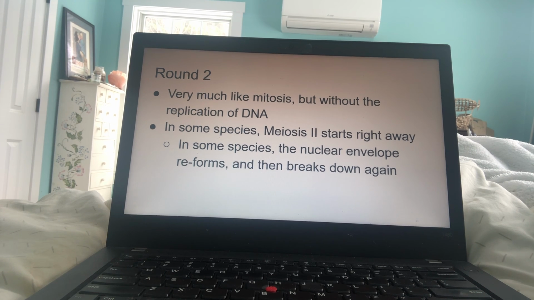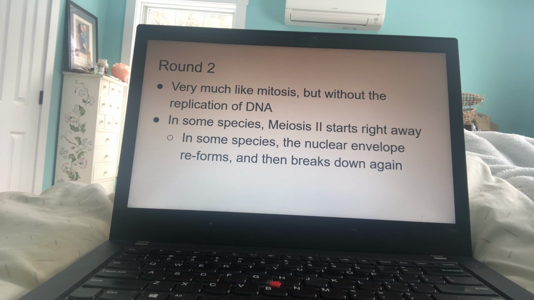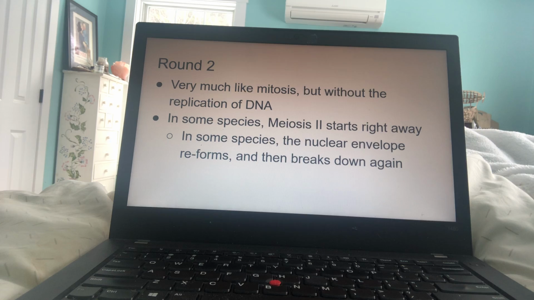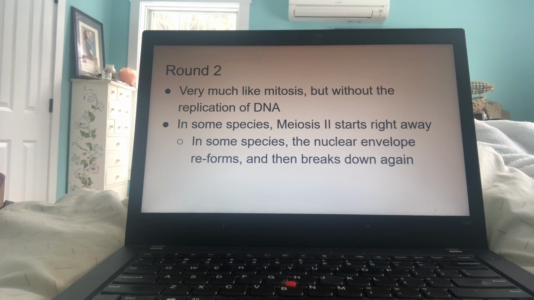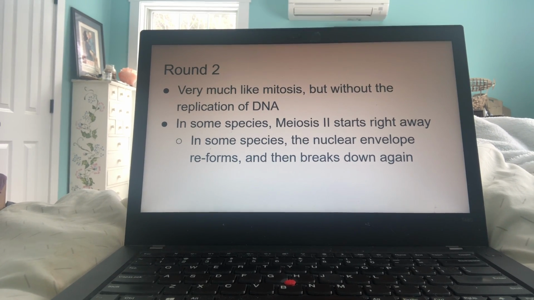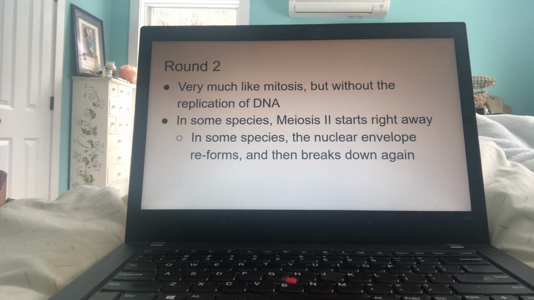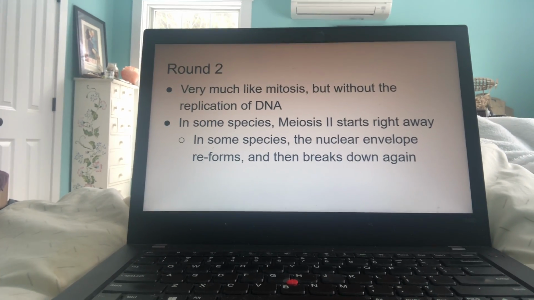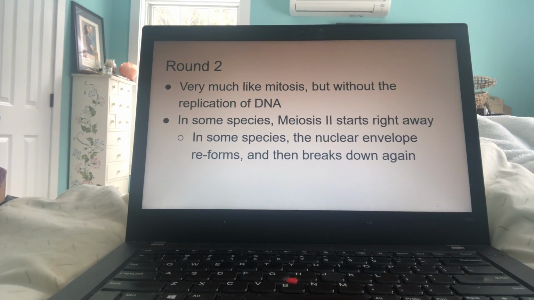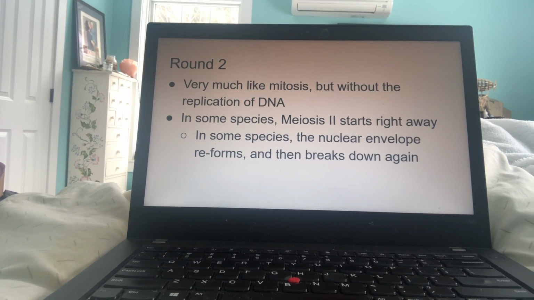Meiosis 2 is very much more like mitosis than the last round. So this is going to look a lot more familiar, but we don't replicate the DNA. Because remember, what we're going for here is sexual reproduction. So we're going to be combining DNA with another cell, so half coming from the father, half coming from the mother. So you don't want replication at this point. You want each cell to have only half as much as they need.